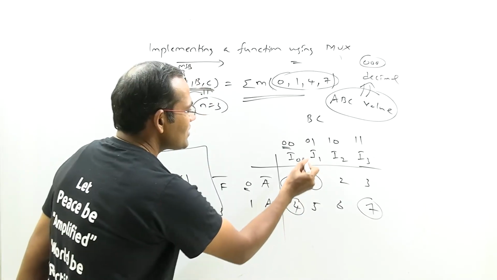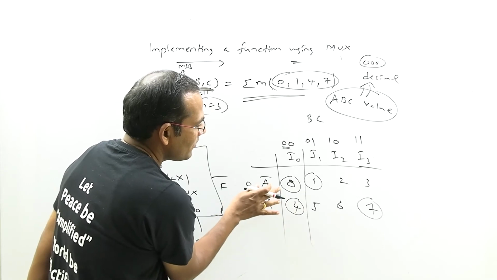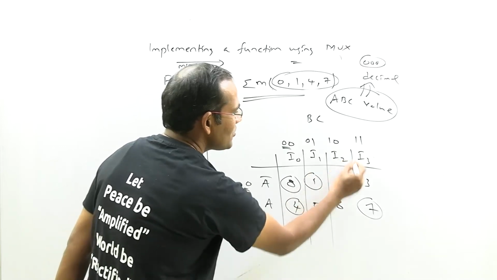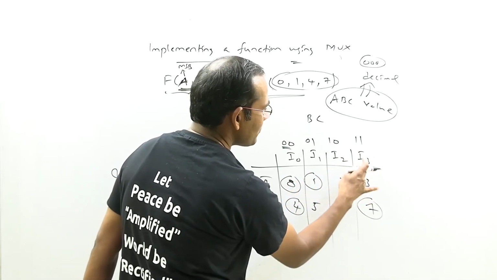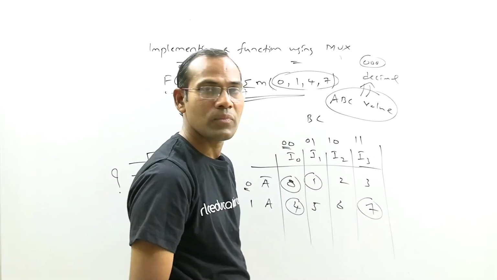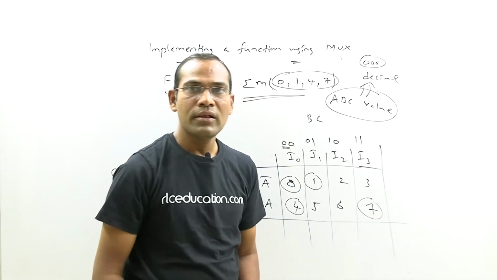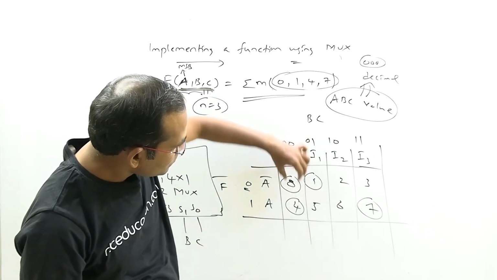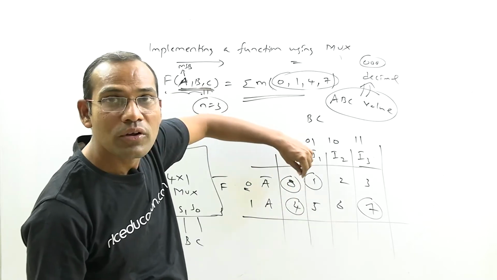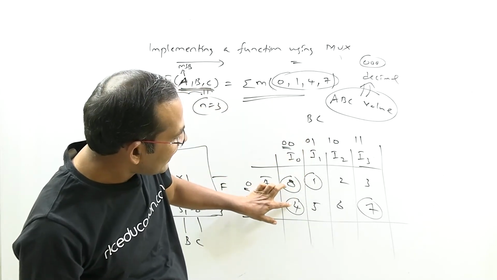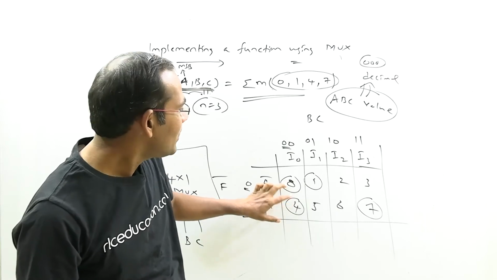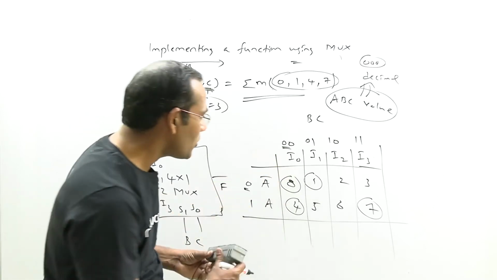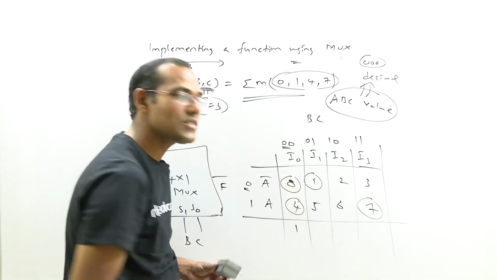Now I0 is obtained from 0 and 4. I1 is obtained from 1 and 5. I2 is obtained from 2 and 6. I3 is obtained from 3 and 7. Just observe these two numbers. I0 is obtained from 0 and 4. Whenever both are circled, the input will be 1. So since 0 and 4 are circled, input is 1.